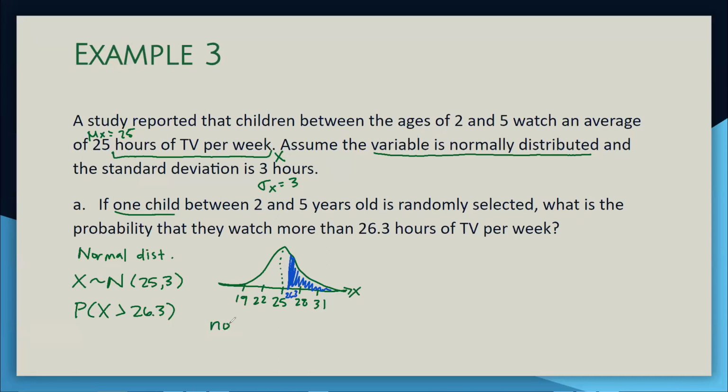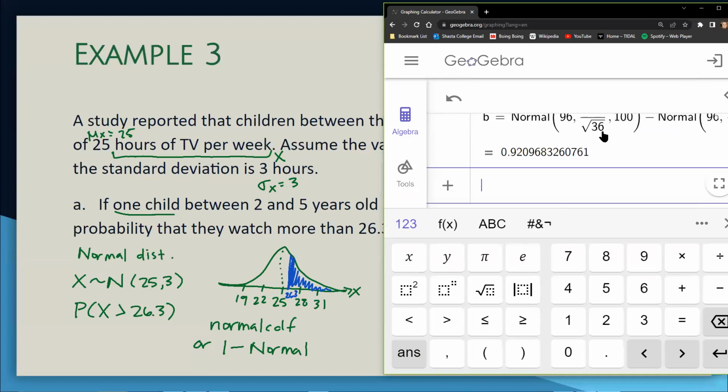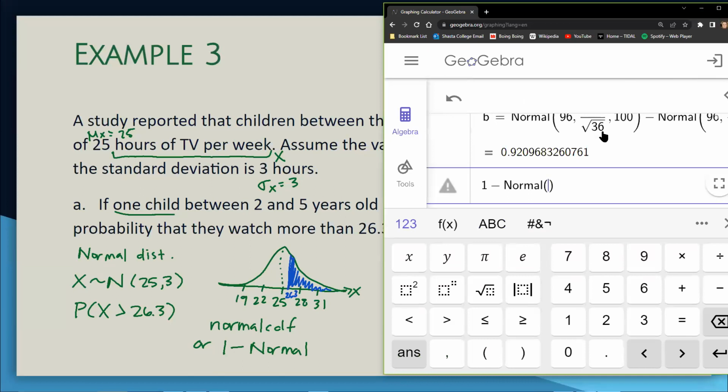So we know that this is a normal CDF function call. Or if you're on GeoGebra, because we want an area to the right, you're going to have to do 1 minus the normal function call. I'm going to go ahead and pull up GeoGebra so we can do that function call together. So we want 1 minus normal, and then GeoGebra wants the mean, the standard deviation, and then the upper bound for that shaded area. And we get 0.3324 rounded.